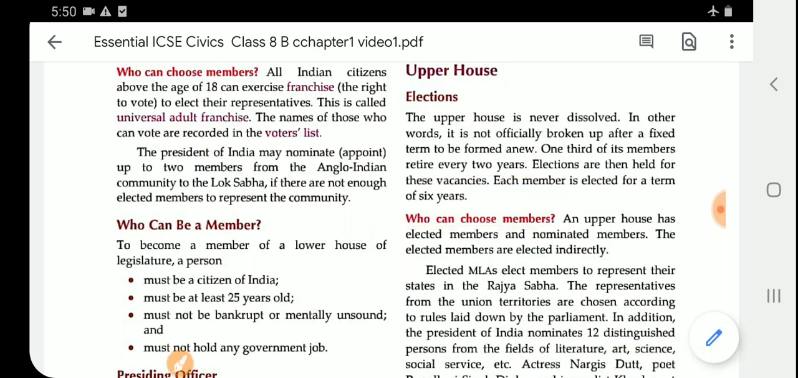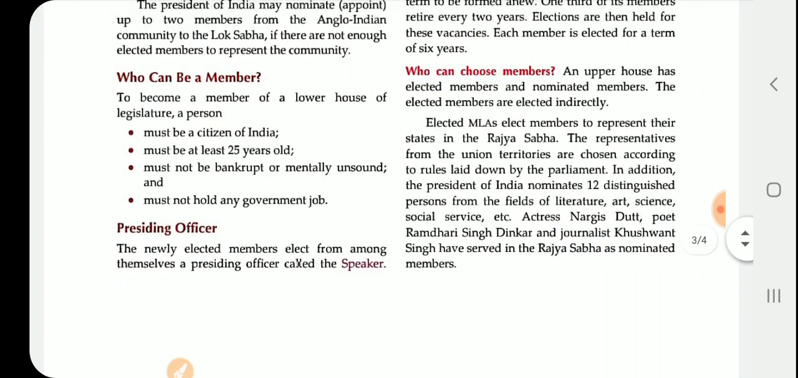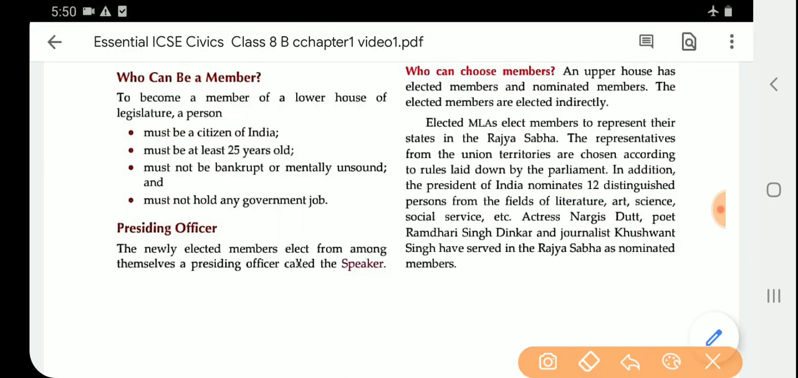Now here, question number one: who can choose members? An upper house has elected members and nominated members, and the elected members are elected indirectly, not directly. Now let us read. Elected MLAs elect members to represent their state in the Rajya Sabha. Elected MLAs have to elect the persons to represent their state in Rajya Sabha, and representatives of the union territories are chosen according to the rule laid down by the parliament.